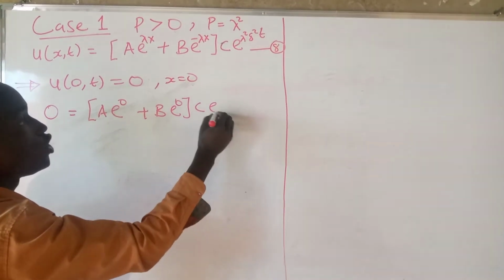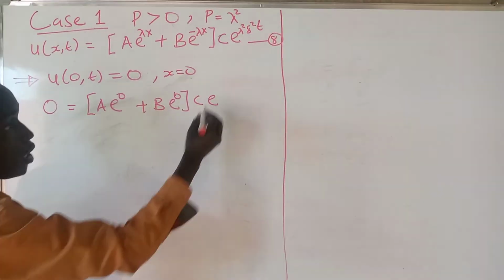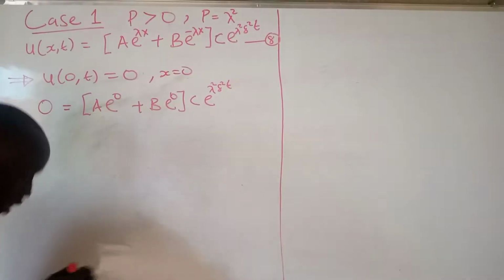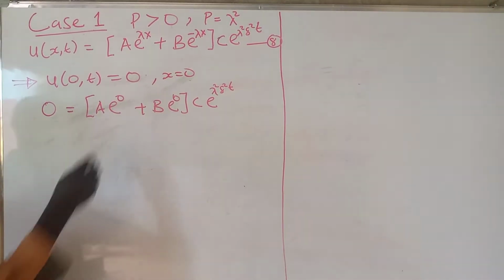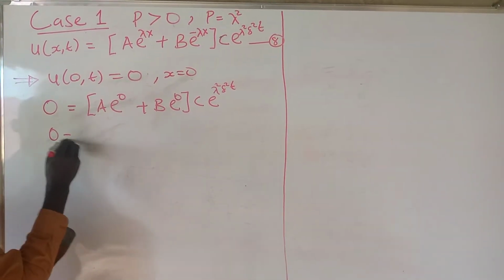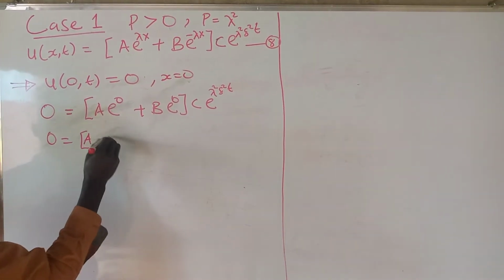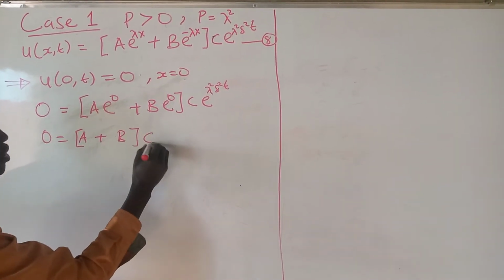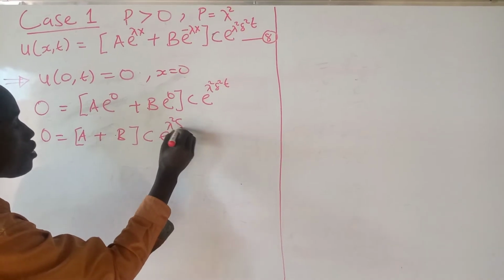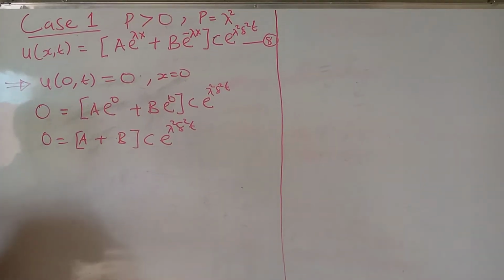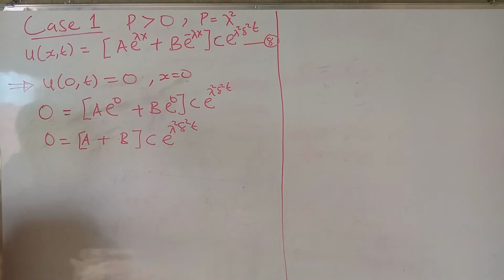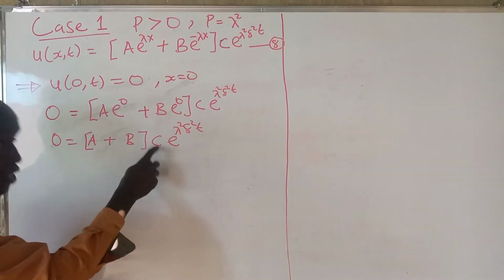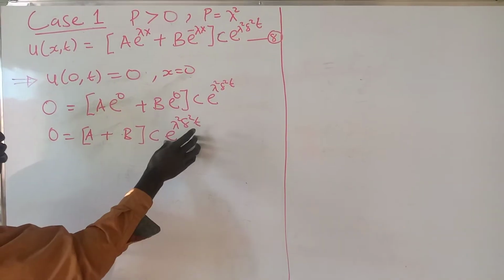Then c e to the power, this is a function of t, there's no problem, just copy it. It's going to be lambda squared sigma squared, then t. But you know e to the power 0 is 1, so it's going to be 0 is the same as a plus 1, plus b, since e to the power 0 is 1, so you leave it. Then c e to the power lambda squared sigma squared t. Are you following very well? But now we're going to use the same property where the whole function in the bracket here is equal to 0, or this c is equal to 0, or this one is equal to 0.